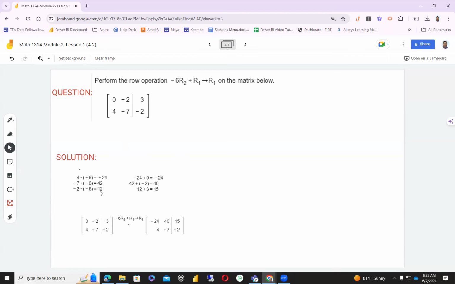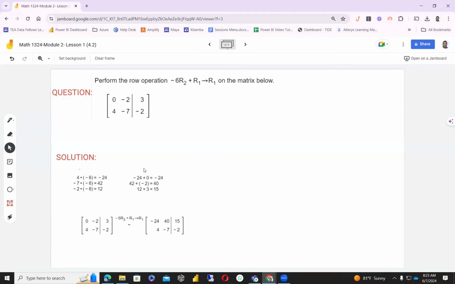And then the last number we got, 12, will be added by the last number on the first row, which will become 15. And all these numbers will be copied to row number 1. So this is what our row number 1 looks like now. And then row 2 is not changing. This is called row operations.